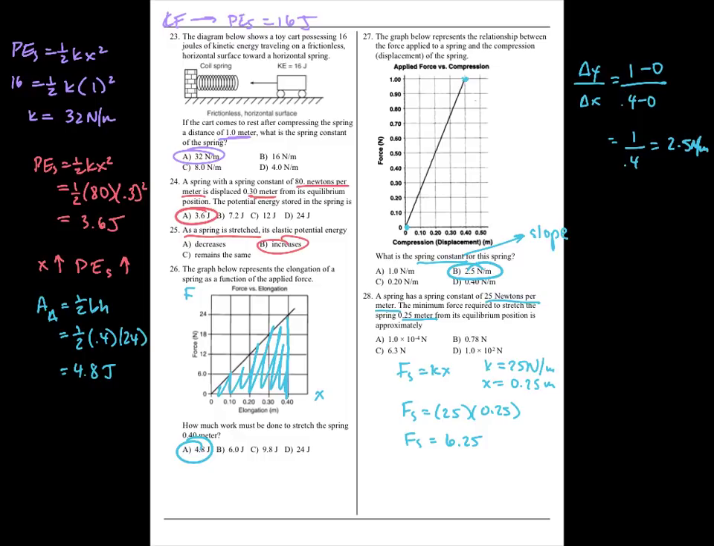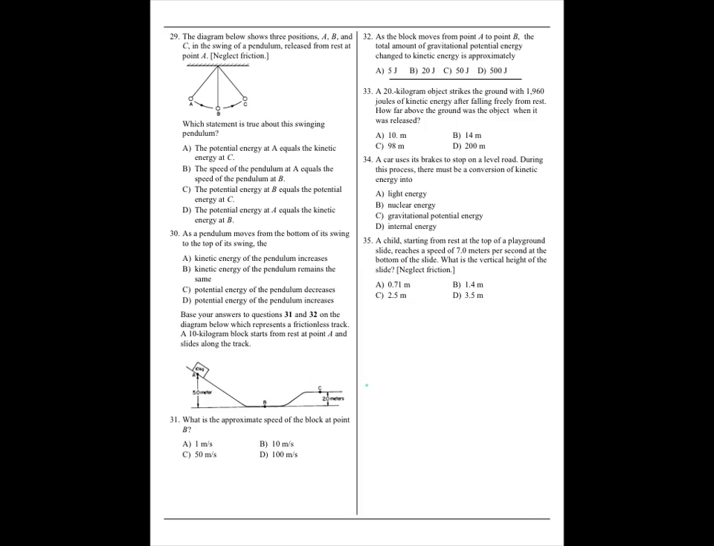Okay, that's our answer, 6.25 newtons, which approximates to 6.3 newtons as our answer. Alright, number 29. Here we have a pendulum swinging from position A to position B to position C. So what happens as we go from A to B to C? So keep in mind, let's label our positions. A and C are the highest points, so that's max potential energy here.